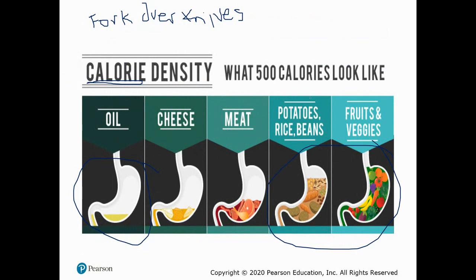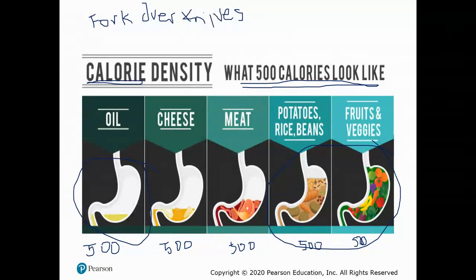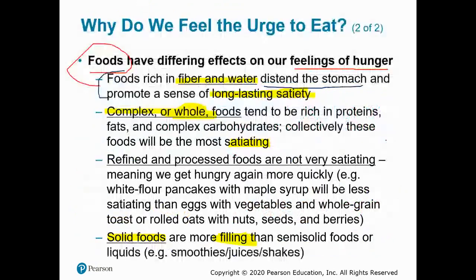And if we look over here, we've got potatoes, rice, and beans, fruits, and veggies. And the title would indicate to us that each one of these frames is 500 calories worth of food. 500, 500, 500 calories, right? Units of energy. And what we're seeing here is that 500 calories of fruits and veggies, and maybe a little more than 500 calories of potatoes, rice, and beans, fills the stomach all the way up, right? So we're going to get the most satiety and satisfaction per calorie, let me say it that way, from effectively plant foods.